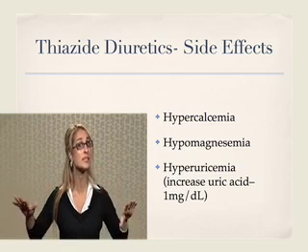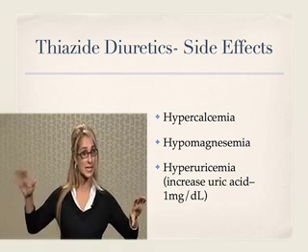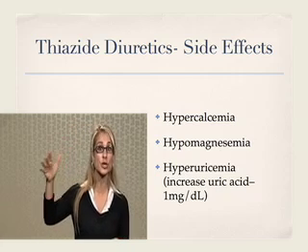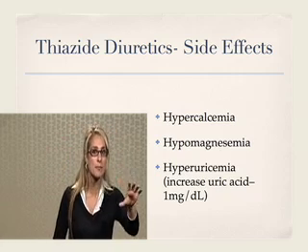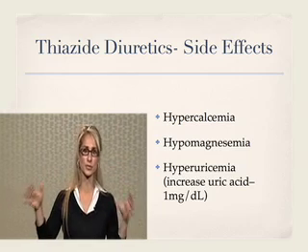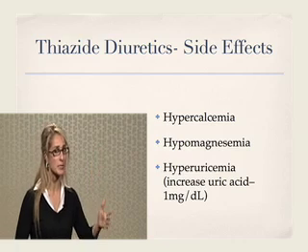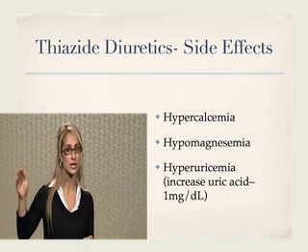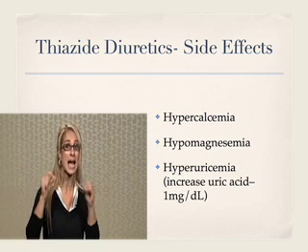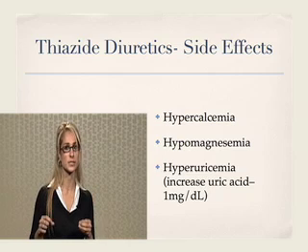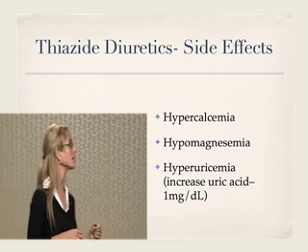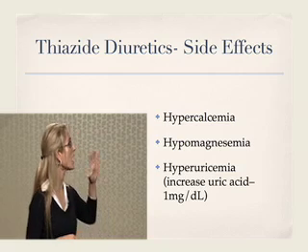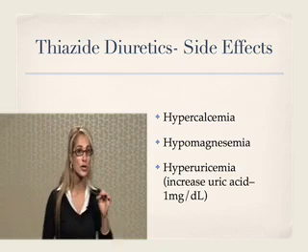We have hypercalcemia. Now the one big difference between loops and thiazides is that loops cause hypocalcemia, while thiazides cause hypercalcemia. Again, loops cause hypocalcemia. That's a big difference between the two. The rest of the electrolytes are the same, but loops cause hypocalcemia, and again, thiazides cause hypercalcemia. The drug of choice for hypercalcemia is loops, such as Lasix. So again, thiazides cause hypercalcemia. We've got hypomagnesemia. We have hyperuricemia.